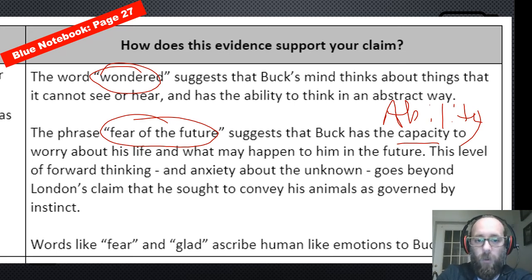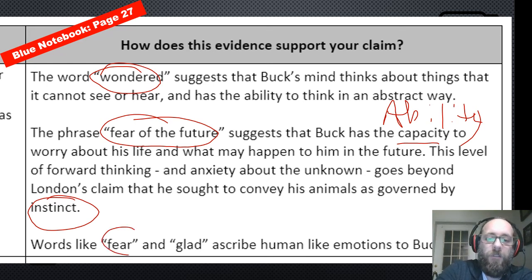This level of forward thinking, anxiety, fear, it goes beyond London's claim that his animals are governed by instinct. Because London said that. He said they're just governed by instinct. It's like, yeah, but animals don't fear the future. They don't know. I mean, maybe a little bit about dinner time. They'll worry, but they're not thinking about, oh man, several weeks from now, where am I going to go? Where am I going to be? They're not thinking about that.